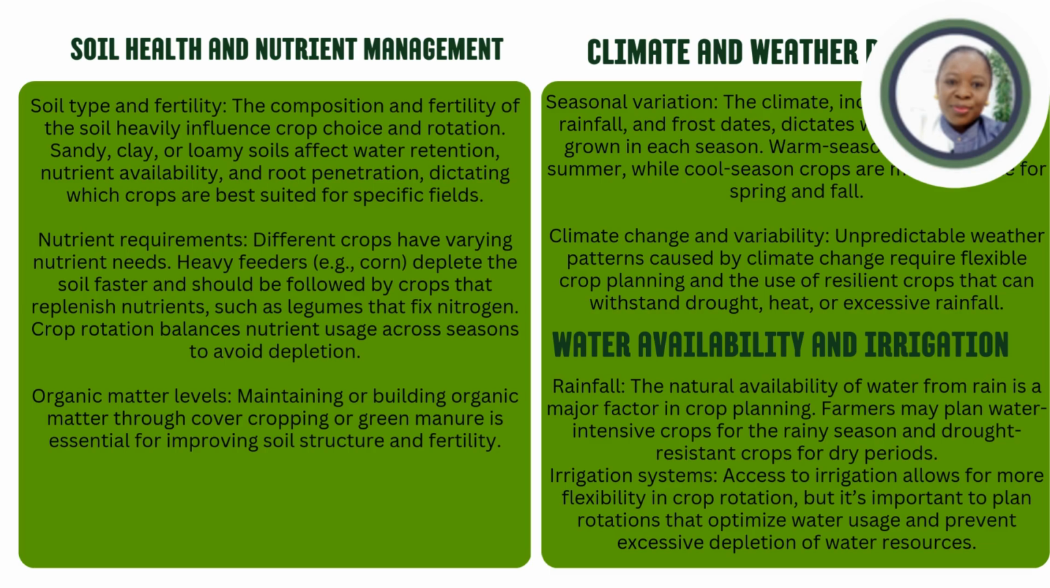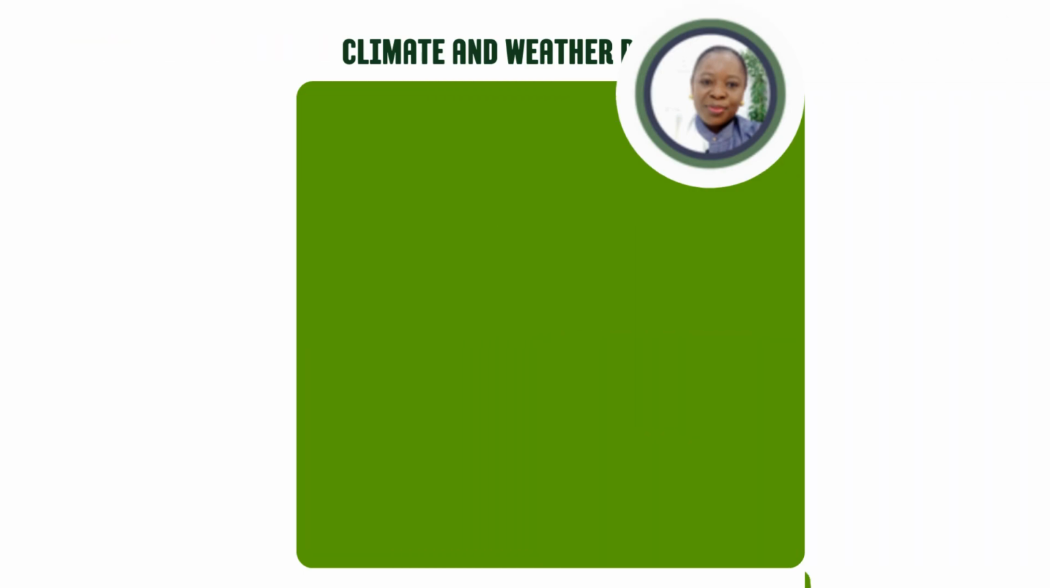Water availability and irrigation. Rainfall. The natural availability of water from rain is a major factor in crop planning. Farmers may plant water-intensive crops for the rainy season and drought-resistant crops for dry periods. Irrigation systems. Access to irrigation allows for more flexibility in crop rotation, but it's important to plan rotations that optimize water usage and prevent excessive depletion of water resources.